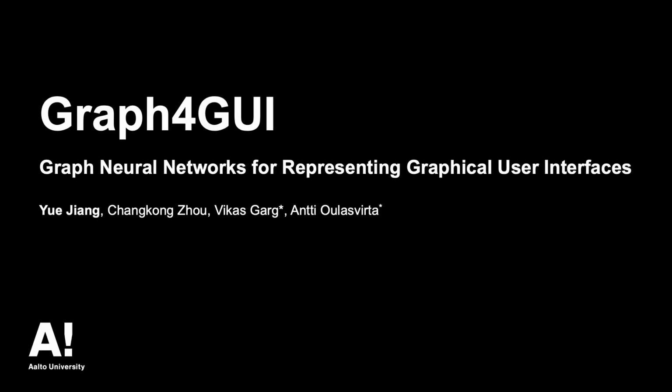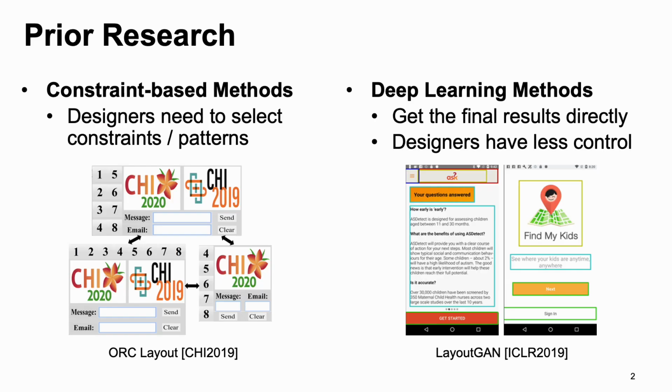In this presentation, we will show a novel graph-based GUI presentation that facilitates the understanding of GUI structure. Prior research has mostly focused on constraint-based and deep learning-based methods. The former, however, requires designers to define or select constraints or patterns, while the latter often provides final results directly to the designers but offers less control over the design process.